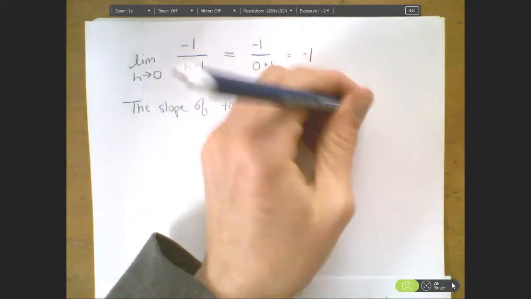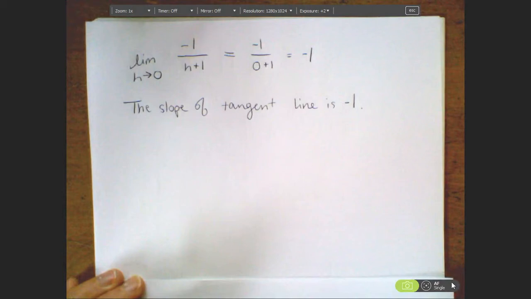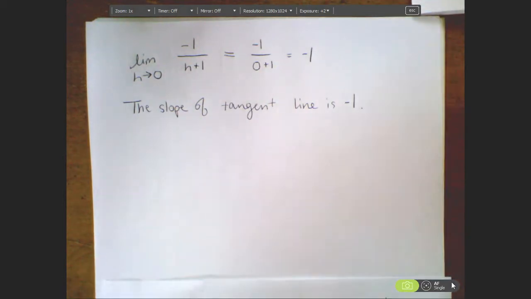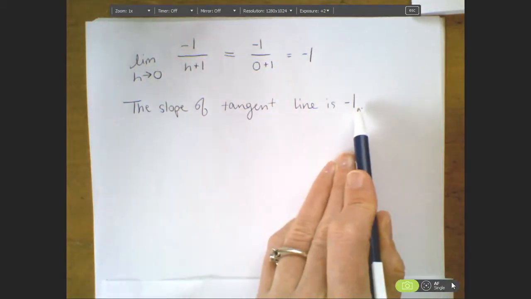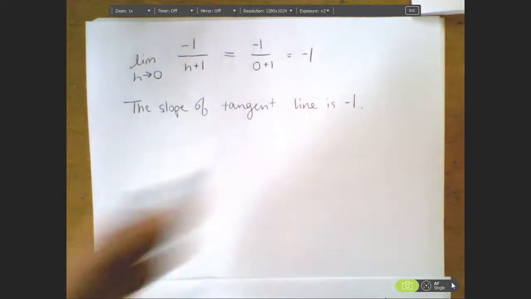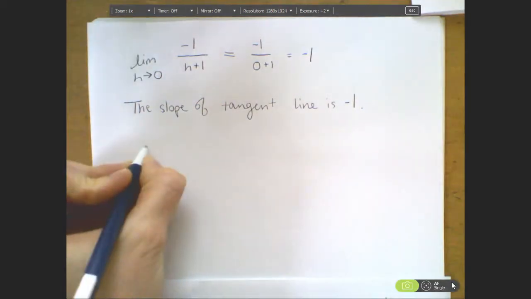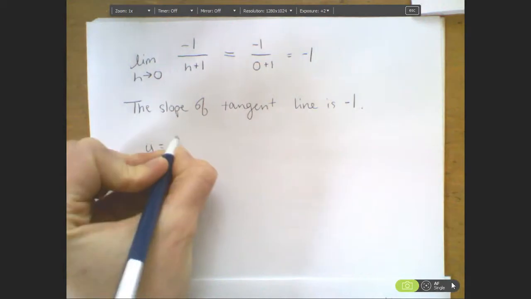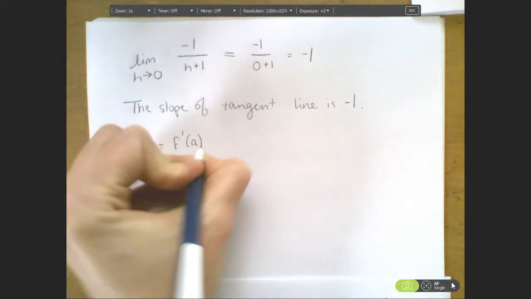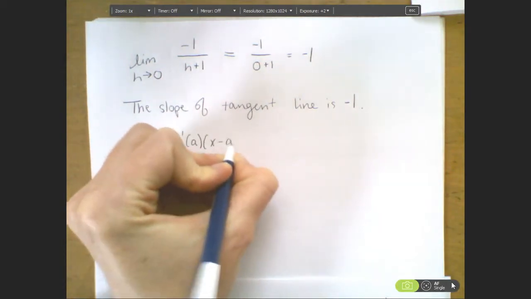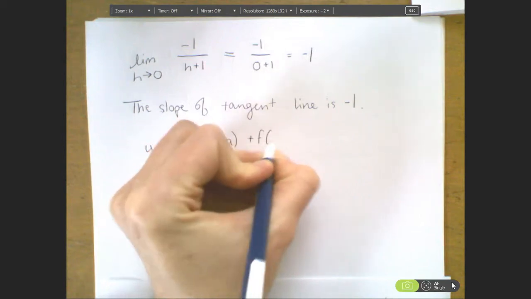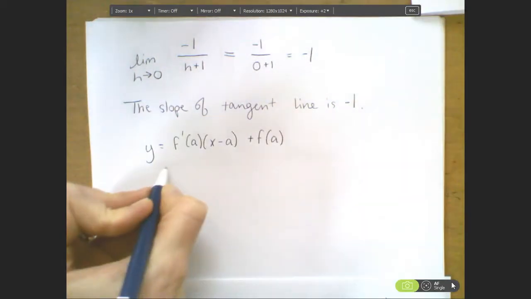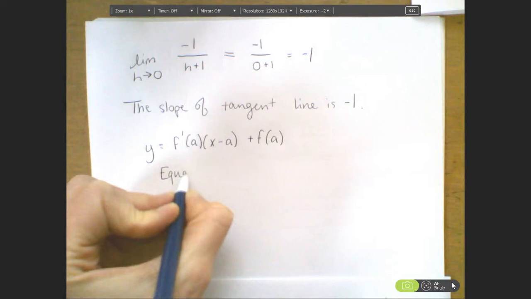And in the last video, we saw a fancy equation for plugging in what our derivative was going to be, to get the equation of our tangent line. And that equation was given by y equals f prime of a times x minus a plus f of a. So this is our equation of tangent line.